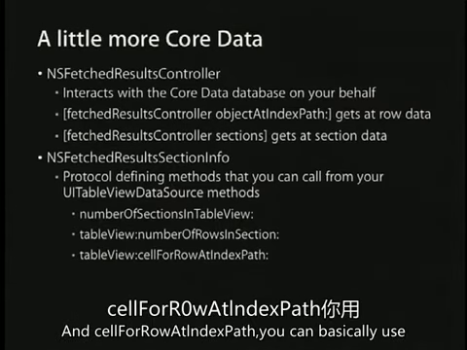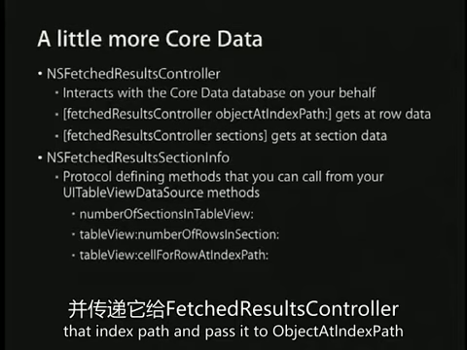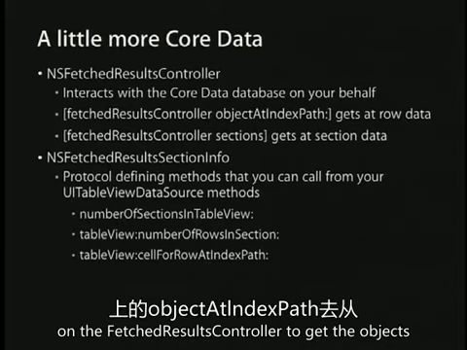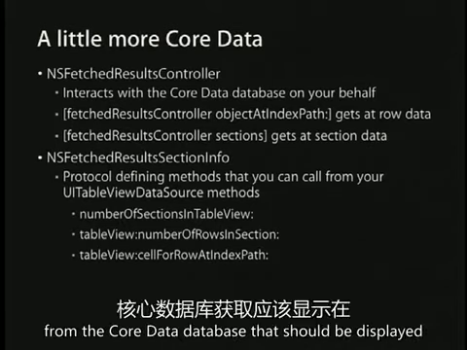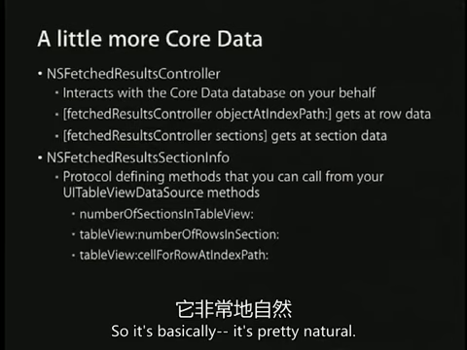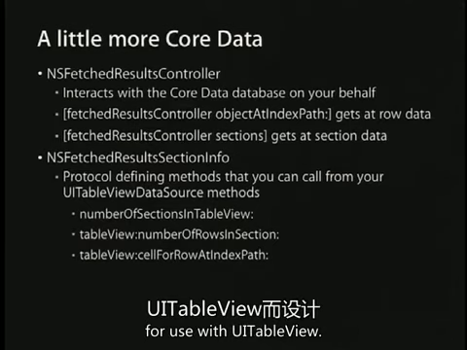And for cell for row at index path, you can basically use that index path and pass it to object at index path on the fetched results controller to get the object from the core data database that should be displayed in this particular row. So it's pretty natural. I mean, it was designed specifically for use with UITableView.